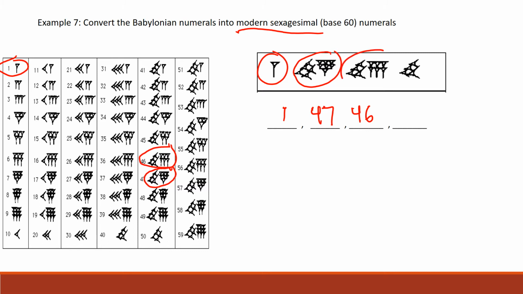And this one looks like, it's hard to tell. We're not really experts in this. You can actually count the number of little triangle shapes. You get 1, 2, 3, 4. Looks like this one, 40. Okay. Now that is the answer, 1, 47, 46, 40.